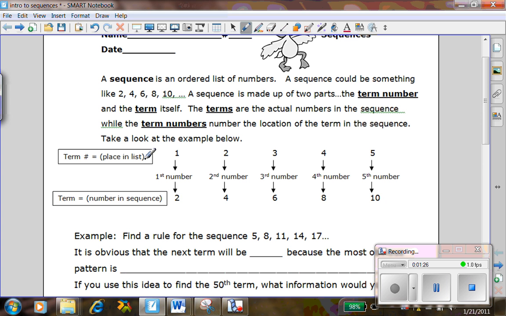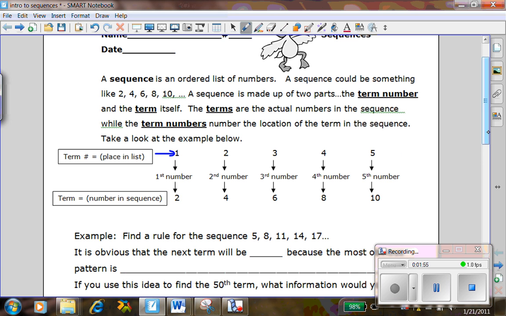The term numbers are 1 for the first number. That's the number in the very first spot, which is 2. The second number is 4. The third number is 6. The fourth number is 8, and the fifth number is 10. So ultimately, what you want to be able to do is take these numbers right here, do something to these numbers to figure out what the actual term would be that sits in that spot.